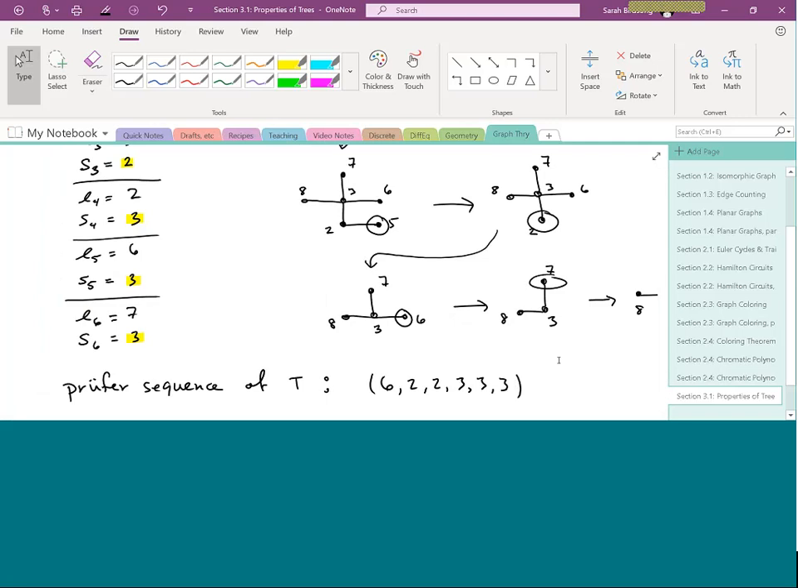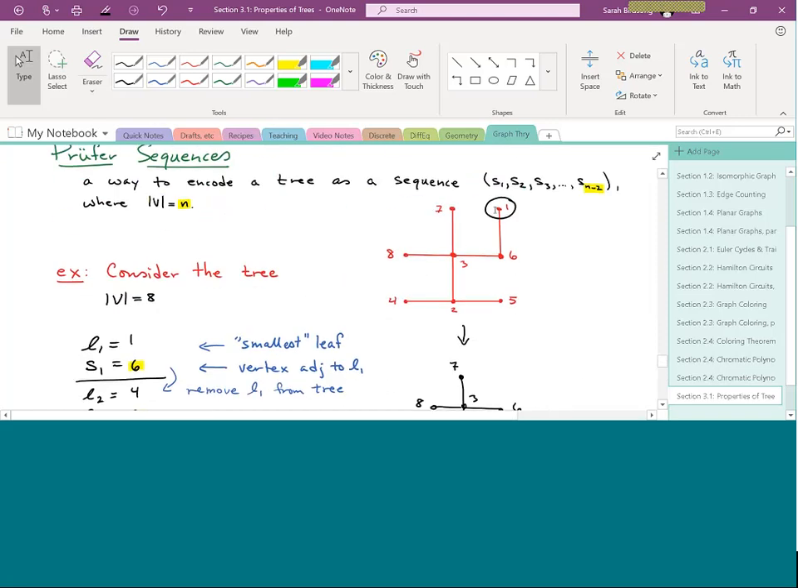Okay. So that is a good question. The question that came in was about what happens if the labels on the tree were different. If we come back up here, if these labels on the trees were different, yes, you would get a different Prufer sequence, because the Prufer sequence is built off of who is your smallest leaf.